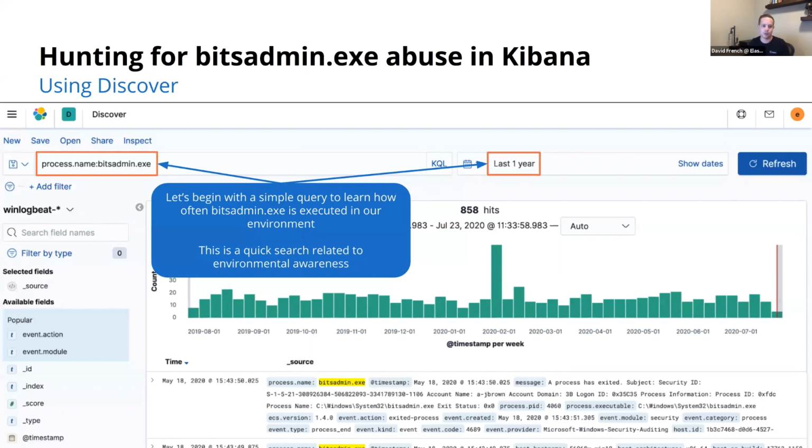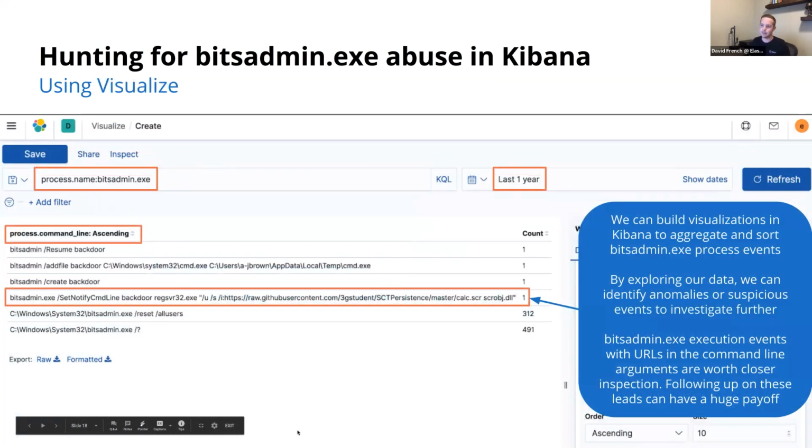So let's move on to build a visualization in Kibana to try and analyze the results more effectively and look for potential abuse of BITS jobs. By using Visualize in Kibana, we're searching for the bitsadmin process events again, but this time we're aggregating results by the command line value, and then sorting those events in ascending order. So we can see a couple of the command line values have occurred between 300 and 500 times during the last year. If we wanted to investigate those further, we could aggregate the results by host name. And then we can see if this is something that's happening on a single endpoint or across our fleet of endpoints.